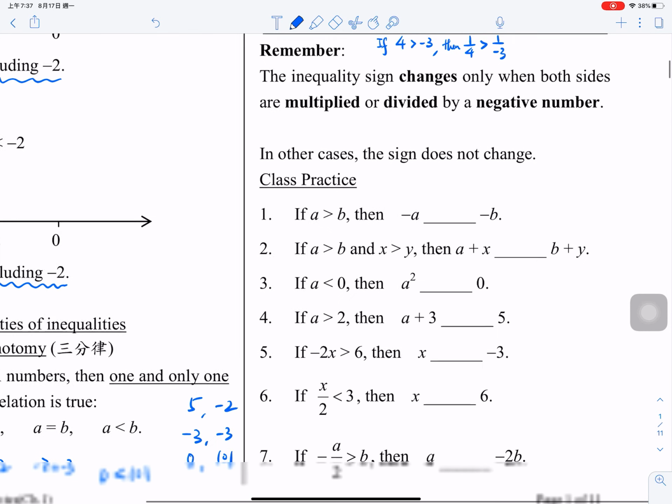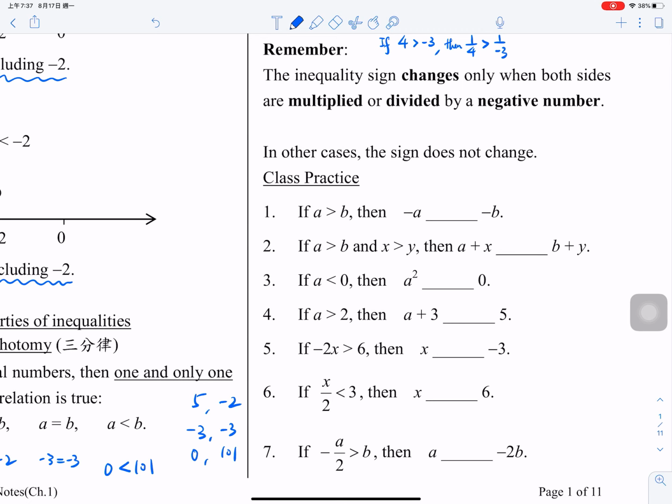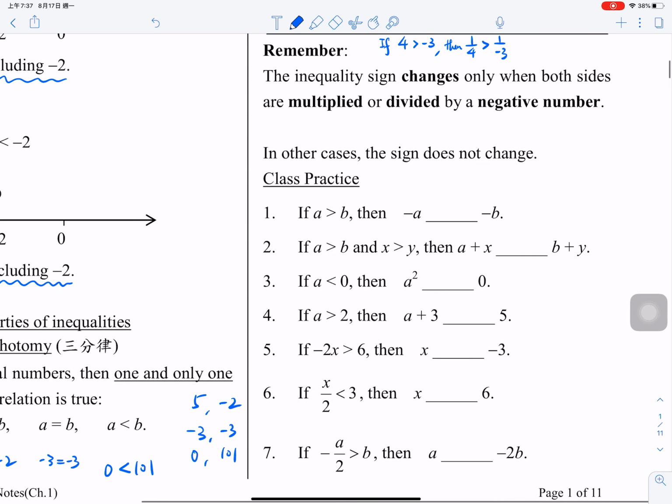Okay, let's have a look at this class practice. For example, a is greater than b. Then how about negative a and negative b? That means both sides times negative 1. What happened? Yeah, it changed, smaller than. If a is greater than b and x is greater than y, then adding together, you find that a plus x is greater than b plus y.